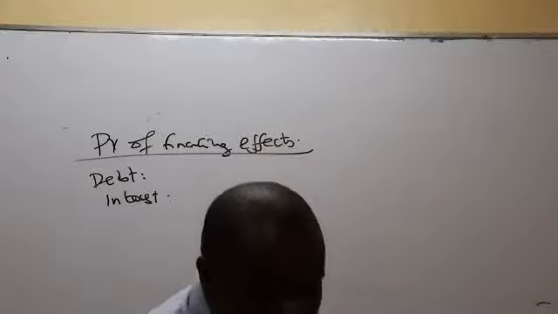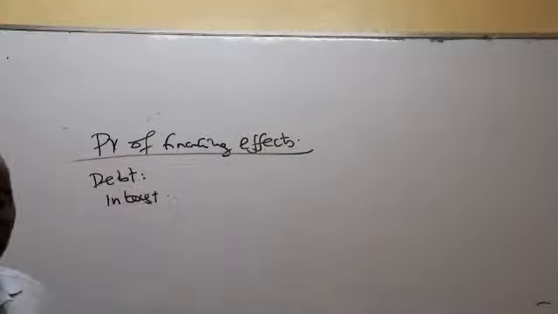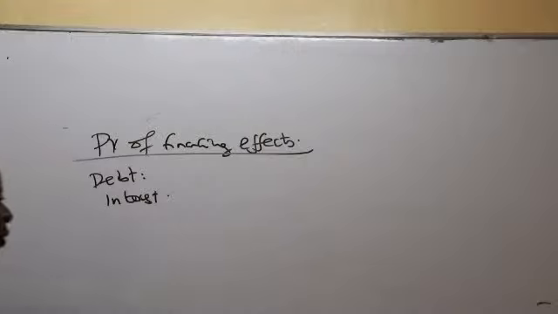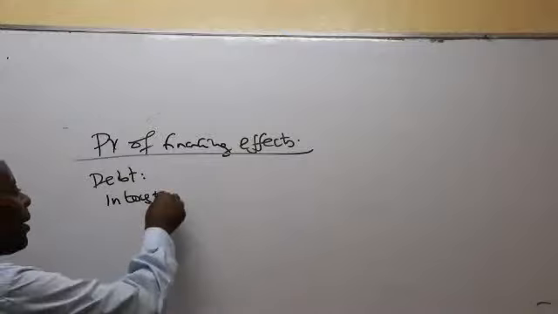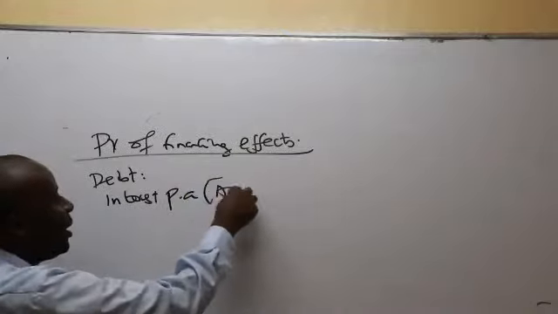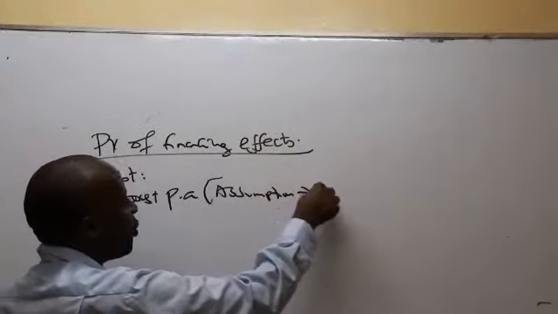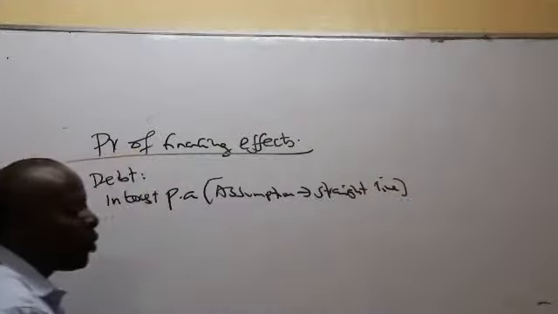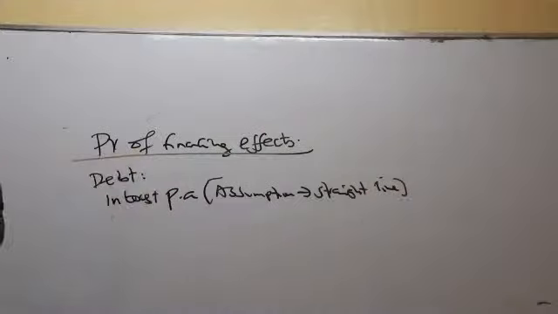So interest, we are going to assume that interest here is a straight line. So could you kindly give me the interest per annum, if it's straight line? The assumption here is that we are using straight line. So if it is straight line, then we need to know the amount of debt borrowed.